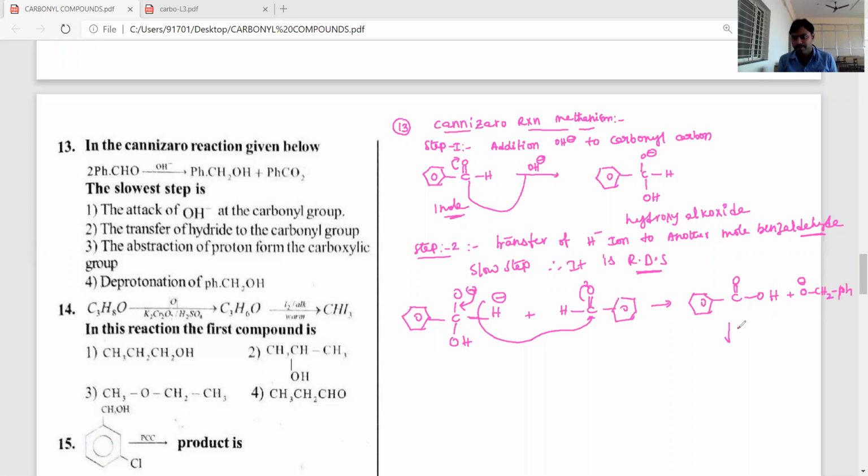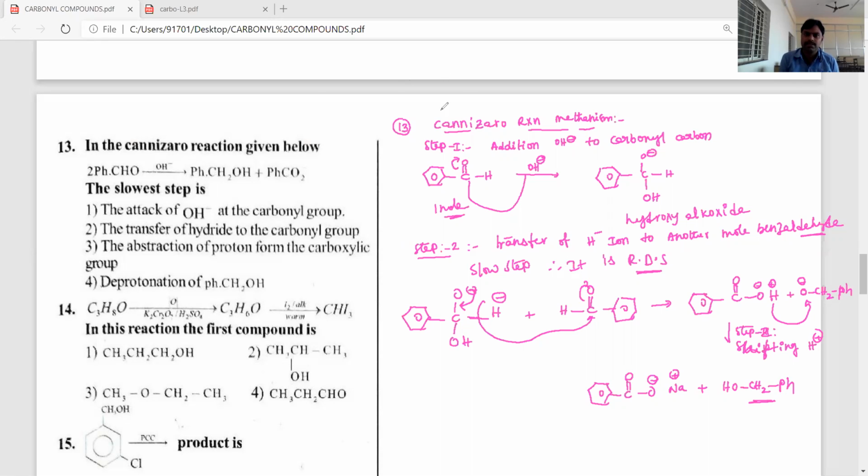Okay, now this proton is shifting. The step 3 is shifting of H plus ion. This H plus ion will shift from the carboxylic acid to the benzyl oxide ion. Then it produces O minus, and if Na plus is present, from sodium hydroxide, then the sodium salt of the carboxylic acid will form, and another one is alcohol, benzyl alcohol. Benzyl alcohol will form.